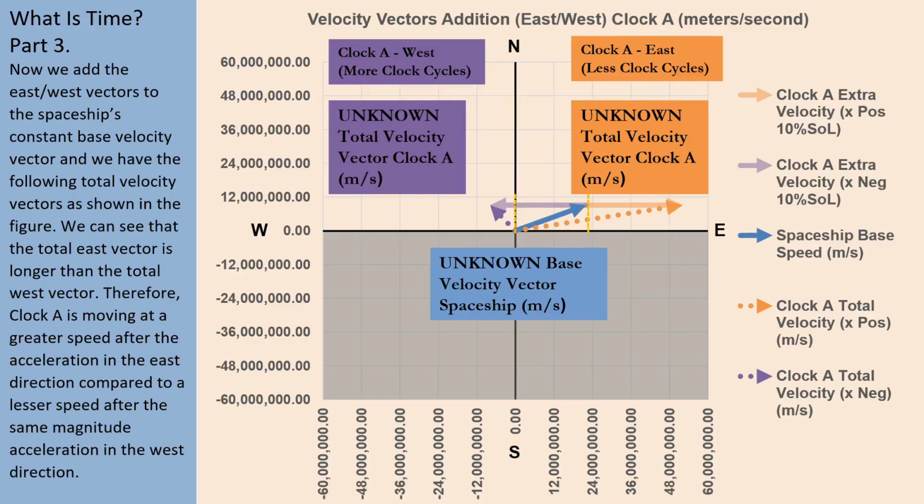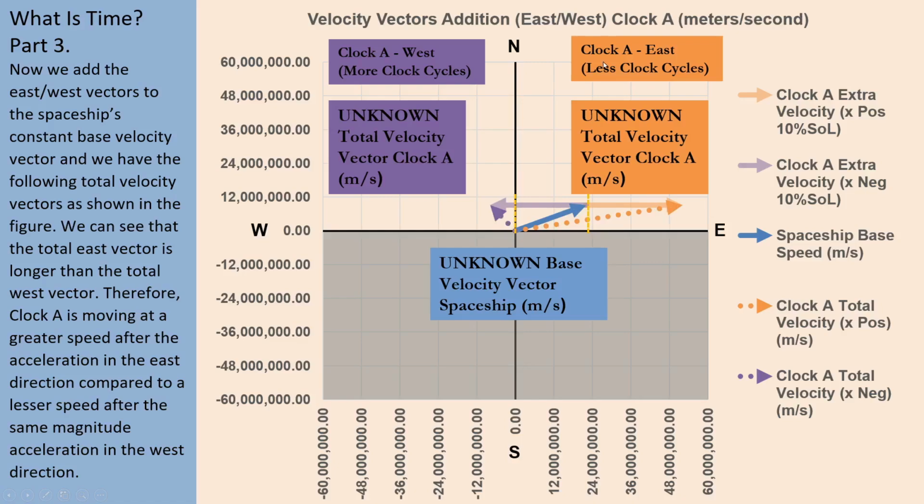We can see that the total east vector is longer than the total west vector. Therefore, clock A is moving at a greater speed after the acceleration in the east direction compared to a lesser speed after the same magnitude acceleration in the west direction. However, we do not know the total velocity vectors for clock A while it was in the accelerator. We only know the velocity vectors for clock A from the actual acceleration, but we don't know the total vectors.